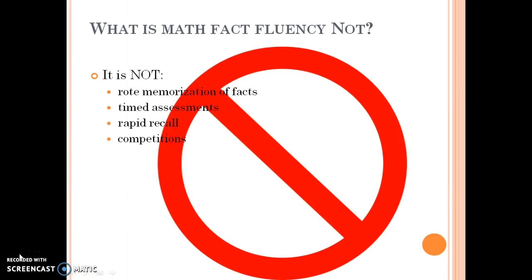I decided to start with what it's not because I think that we've been confused throughout the years. I know that when I went through school, it definitely was more rote memorization of fact, timed assessments, rapid recall, and competitions amongst peers. But that's exactly what it should not be today.